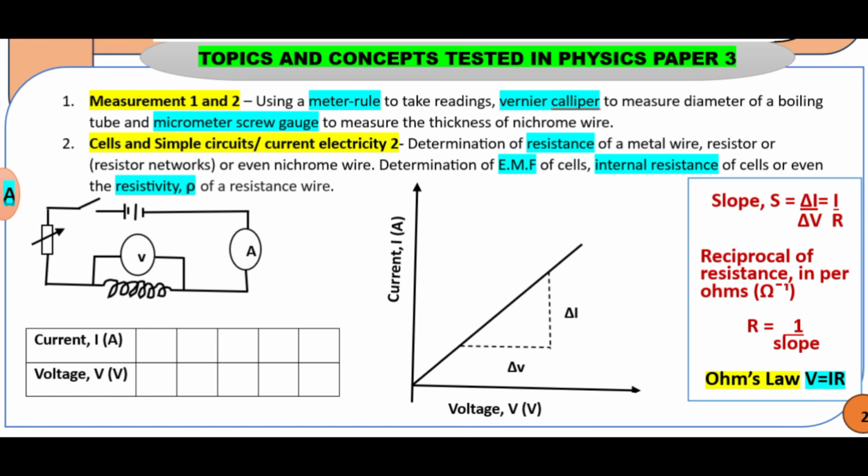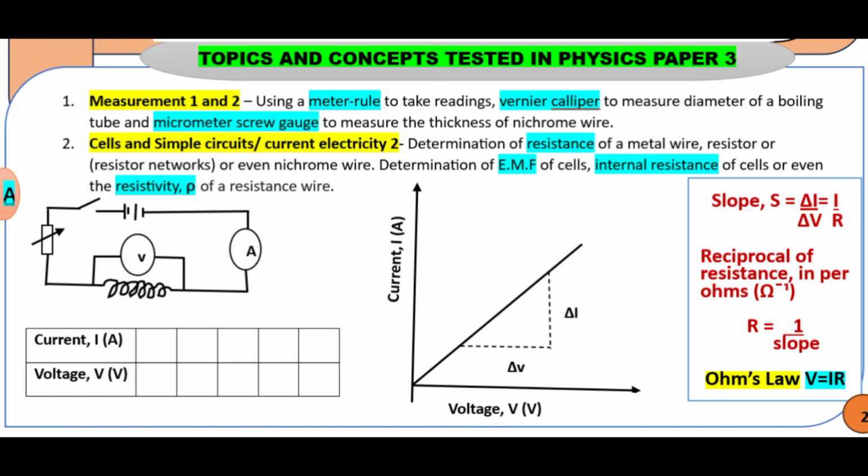Then vernier calipers are normally used when you are measuring the diameters. For example, the diameter of a boiling tube. Then we have micrometer screw gauge, mostly when we are measuring the thickness or diameter, for example, of a nichrome wire. That means all candidates should be able to know how to use those measuring instruments.